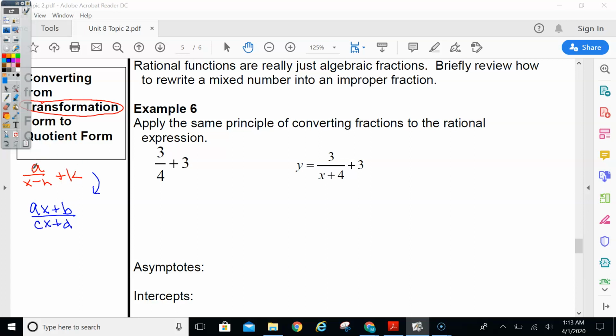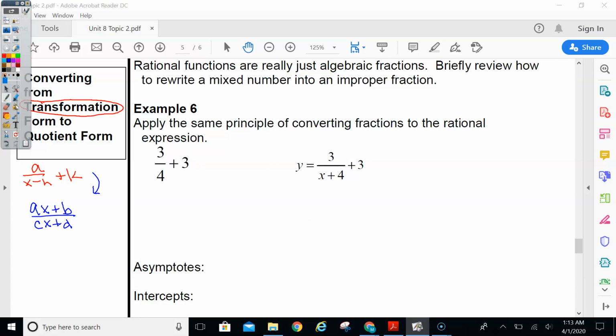So this one, if you think about it, is like a mixed number, a mixed fraction. This one is like your improper fraction. So I'm going to review with the mixed number how to get an improper fraction. That's basically the same thing we're going to do.